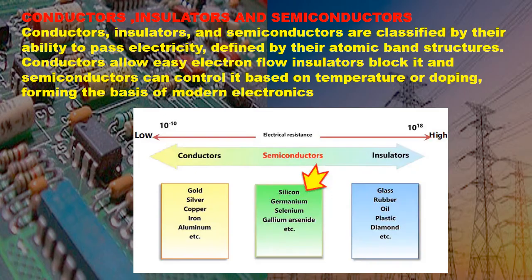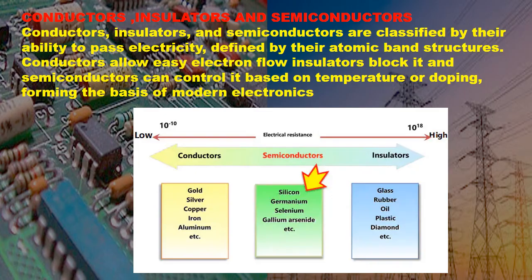Okay, let's look at the difference between conductors, insulators, and semiconductors. The spelling up there is not correct. It should be semi-conductors. Anyway, conductors, insulators and semiconductors are classified by their ability to pass electricity, defined by their atomic band structure.